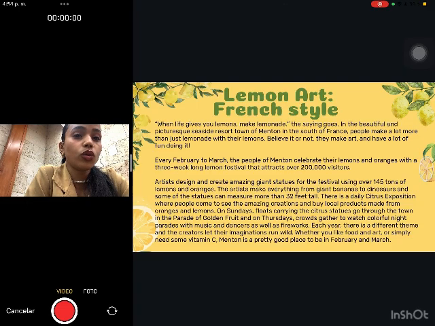over 200,000 visitors. Artists design and create amazing giant statues for the festival using over 155 tons of lemons and oranges. The artists make everything from giant bananas to dinosaurs, and some of the statues can measure more than 32 feet tall. There is a daily citrus exposition where people come to see the amazing creations and buy local produce made from oranges and lemons.